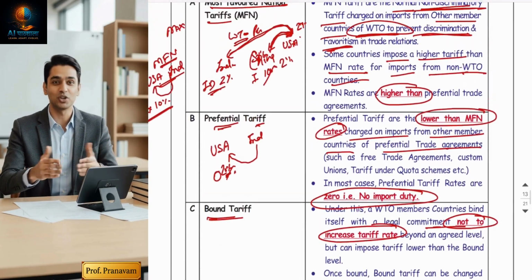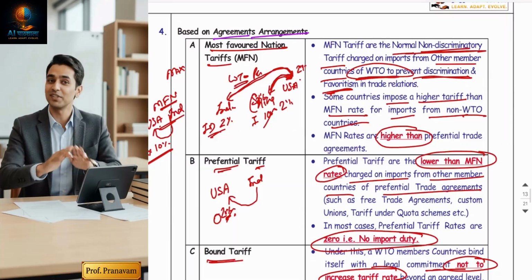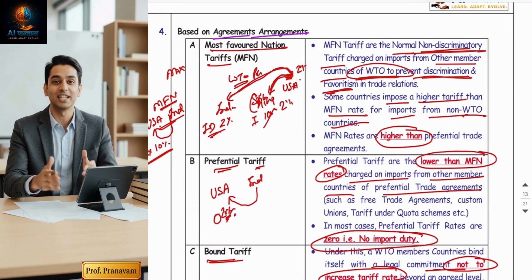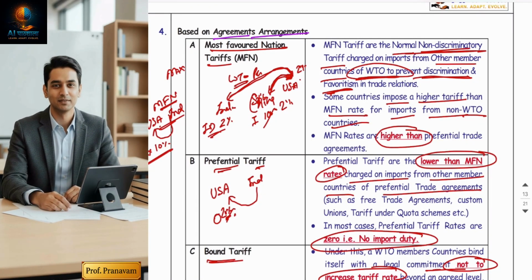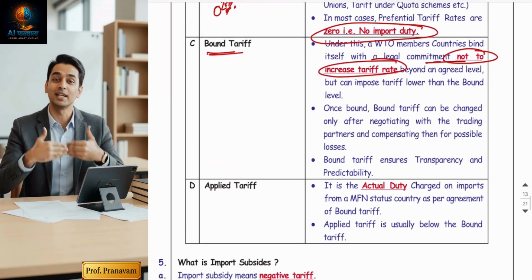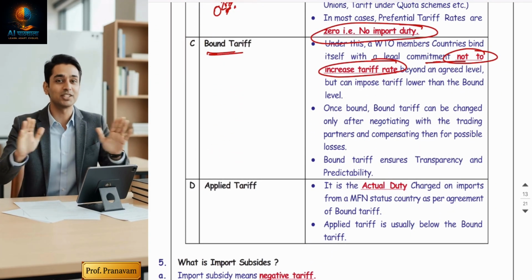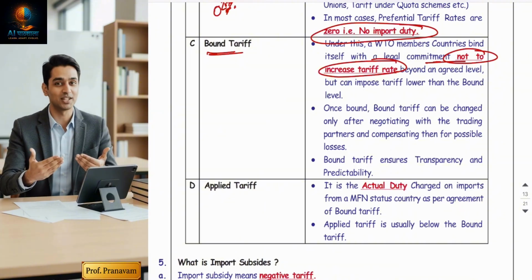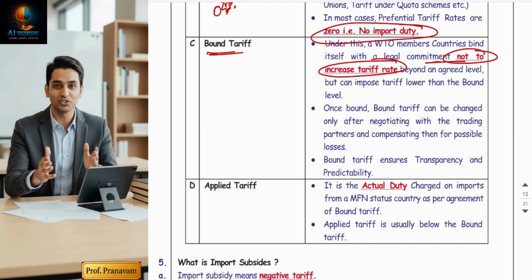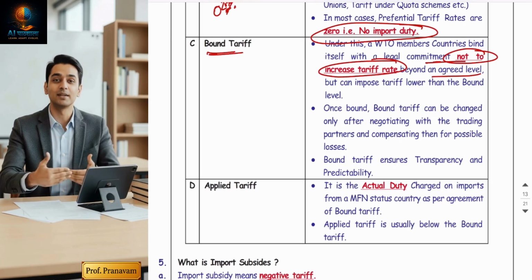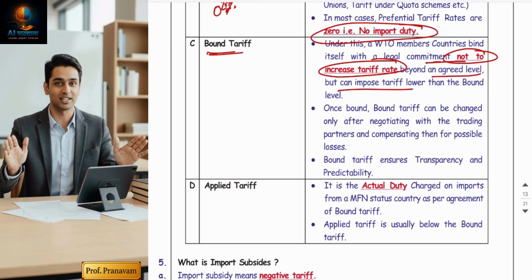So what is the difference between MFN and bound tariff? Guys, in MFN we are not giving a legal commitment. It is applicable by default among all the member countries. But here you are getting into an agreement specifically between two countries. Beyond an agreed level, they cannot impose the tariff.